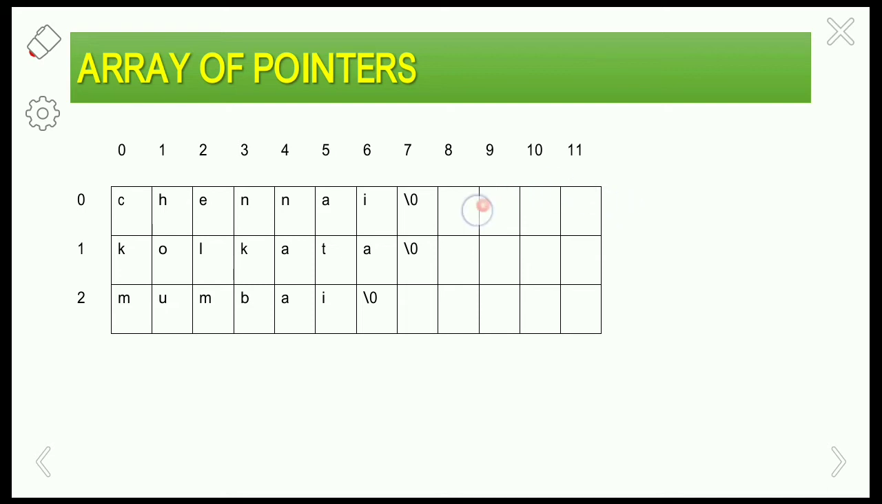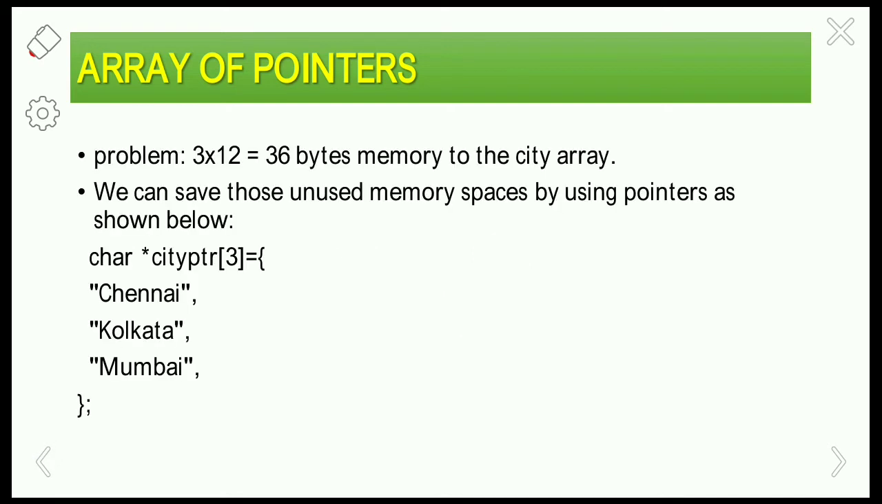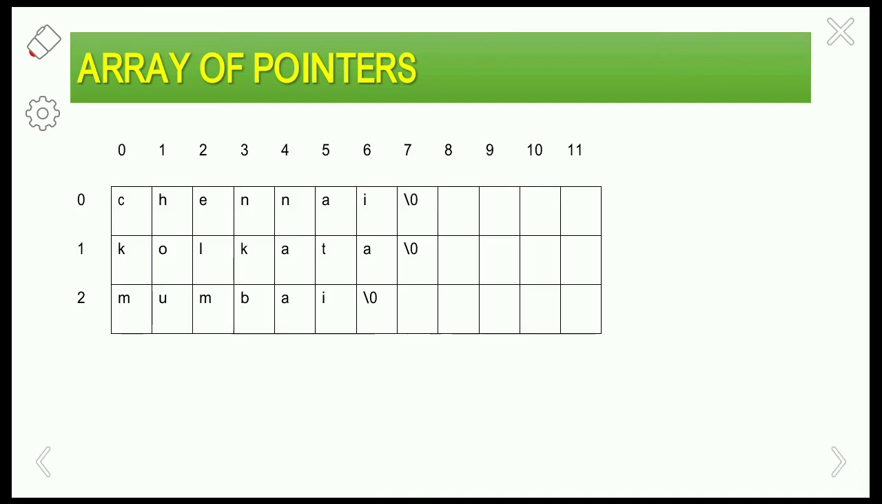But here some of the space is wasted. Even though this space is not used, we cannot use this allocated space. That's why we go to pointers. Using pointers, I am declaring city[3]. It will dynamically allocate only the space required for that particular string. It will not allocate excess memory the way arrays do. In arrays, we create a table in the 3 by 12 format and insert the strings, but a major part will be wasted. We can overcome that with pointers.